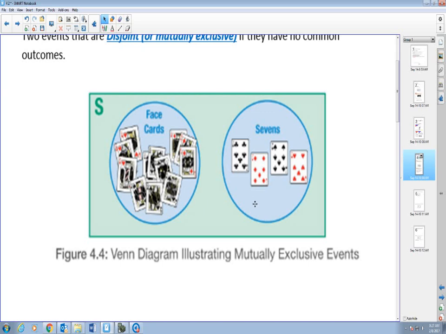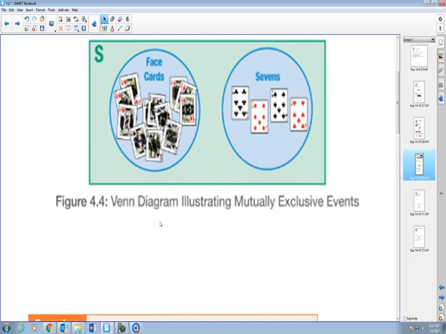We're not talking about suits. We're talking about all the face cards, Jack, Queen, King, versus the 7s. There's no common outcome.